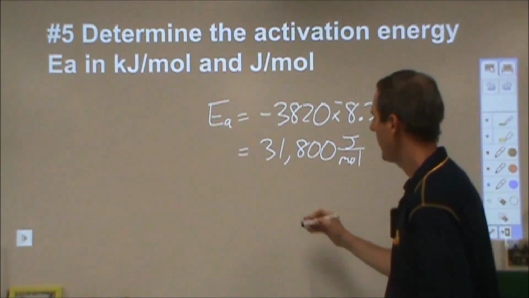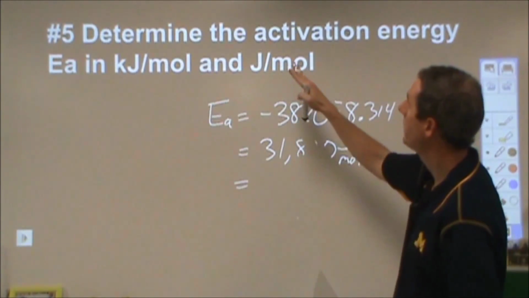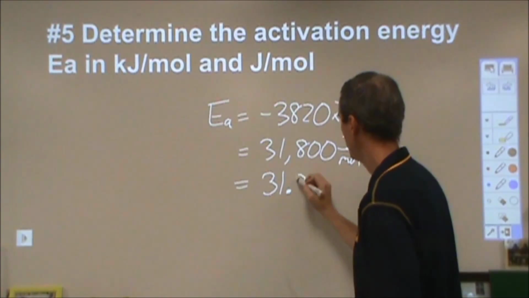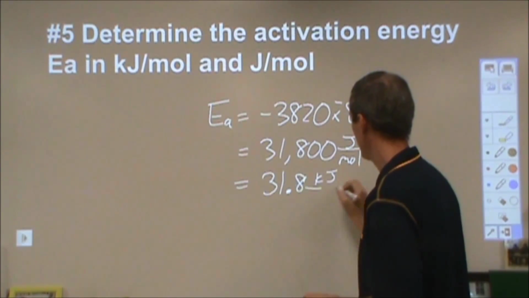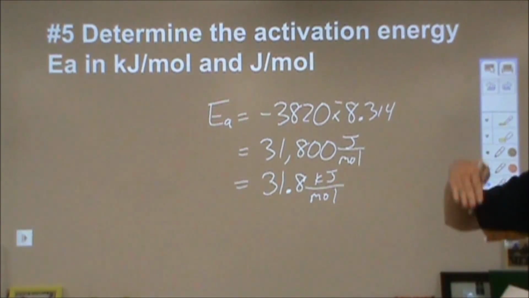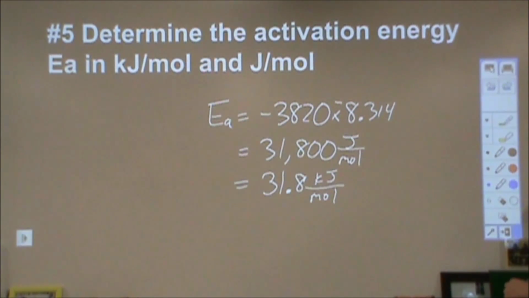Okay? And the question says, find the activation energy in joules per mole and also kilojoules per mole. So we're going to divide that by 1,000, 31.8 kilojoules per mole. Activation energy is going to be a positive value. It's how much you're increasing the energy of the chemical system.